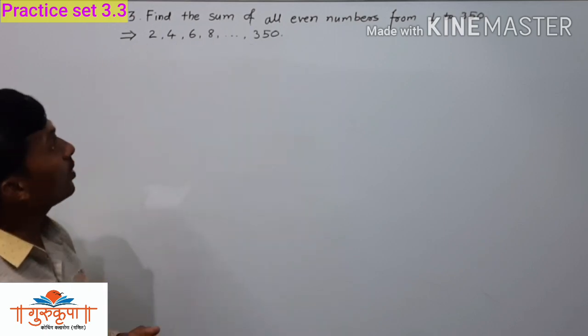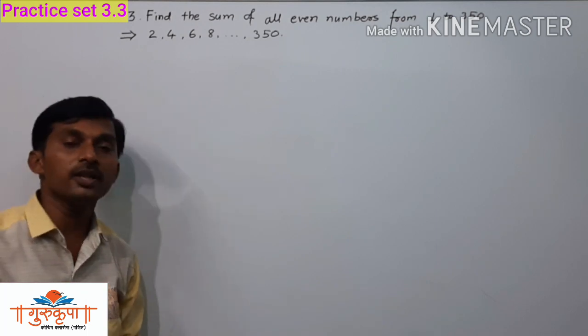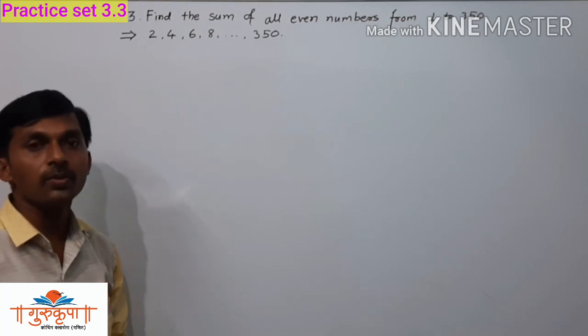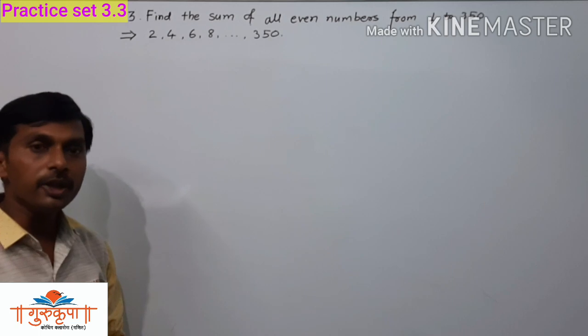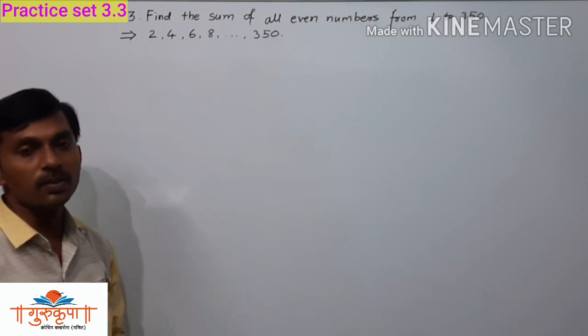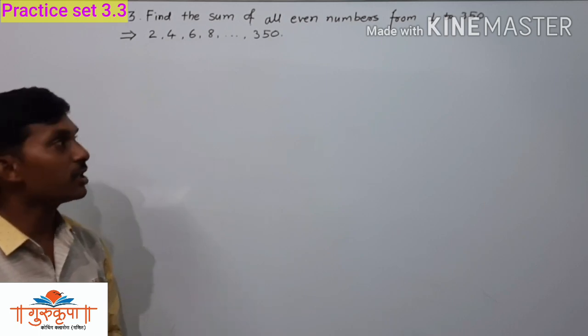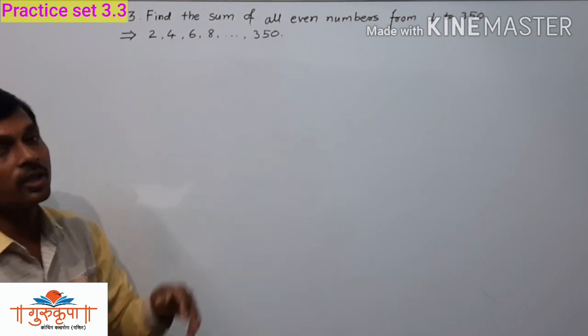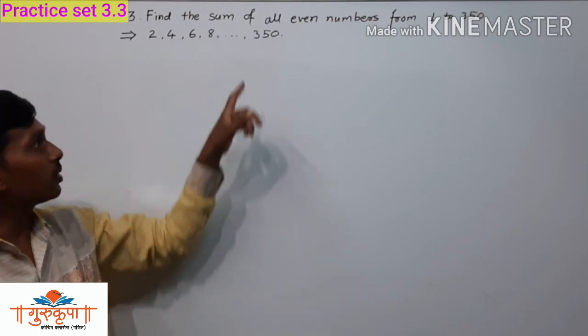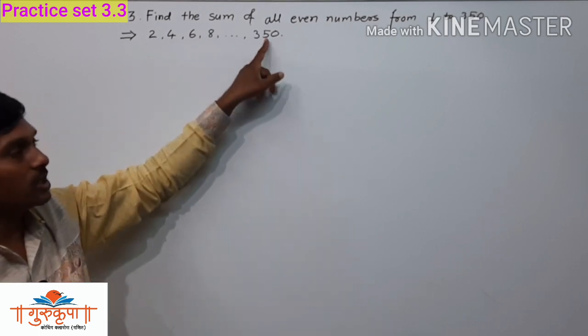Now here we have a formula for finding the sum of the n terms, that is Sn is equal to n upon 2 into the bracket 2a plus n minus 1 into d. That is the formula for finding the sum of the n terms. But we don't know which number of term this is.